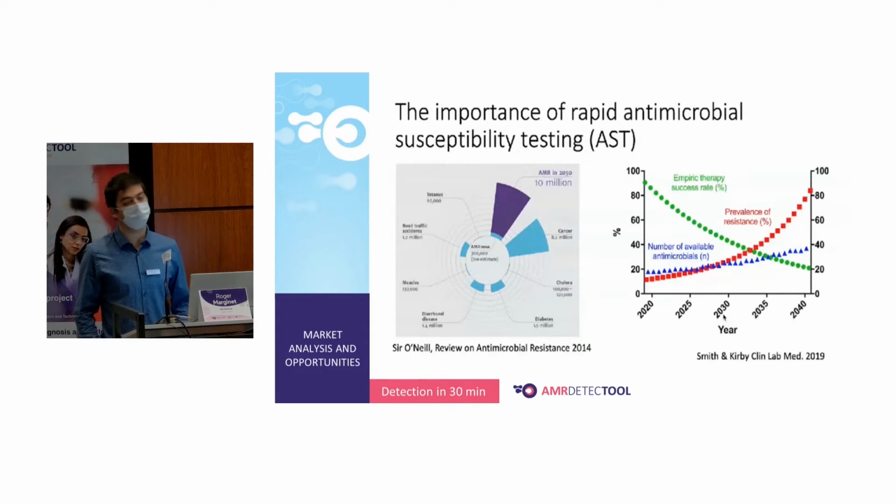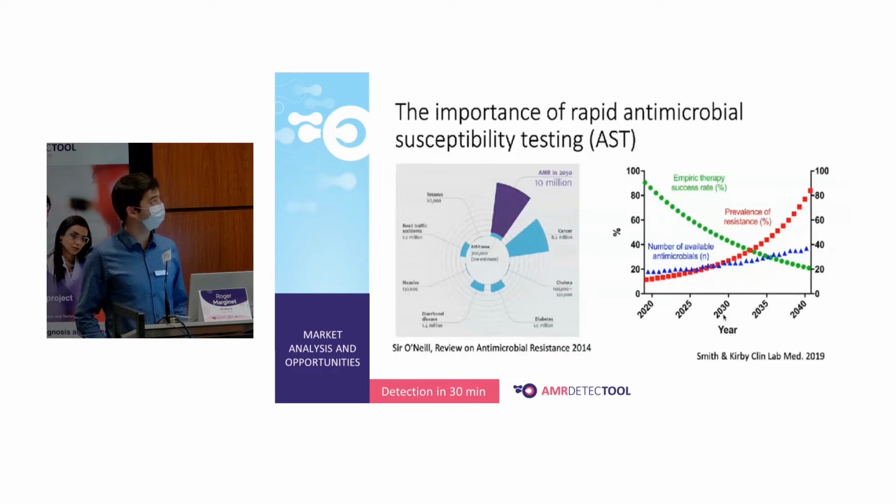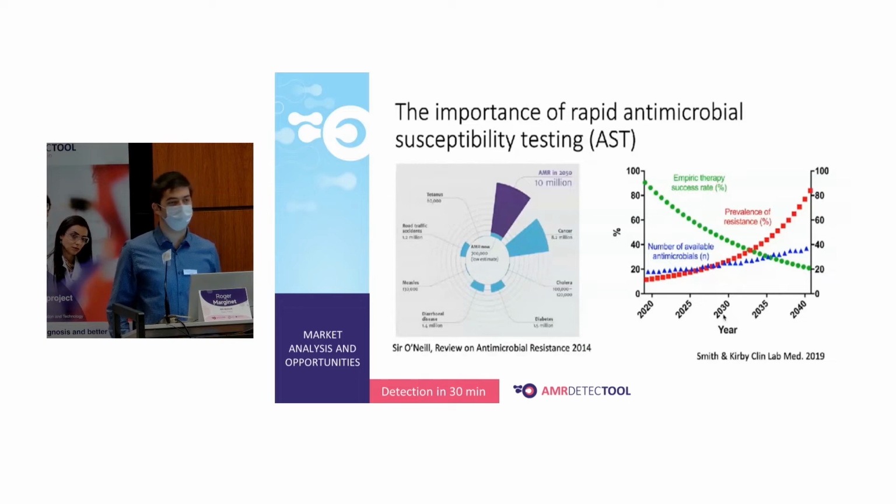Then, starting more into the market itself, I'm also going to use the O'Neill report and the ECDC data that was shown yesterday. Basically, you can see that in the O'Neill report in 2014 in the UK, they showed that the deaths in 2050 due to AMR would be 10 million, which, due to COVID, we are not sure if this is going to increase or decrease. And then to the right, there's this graph showing that as resistance increases, the ratio of empiric therapy that's effective is going to start decreasing.